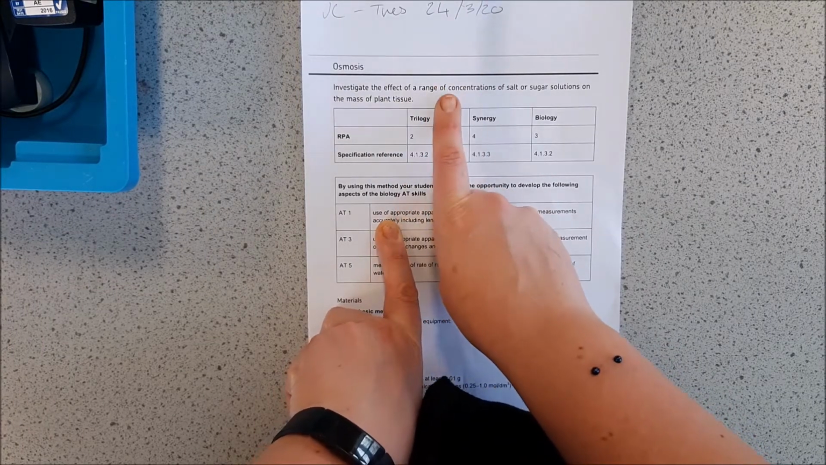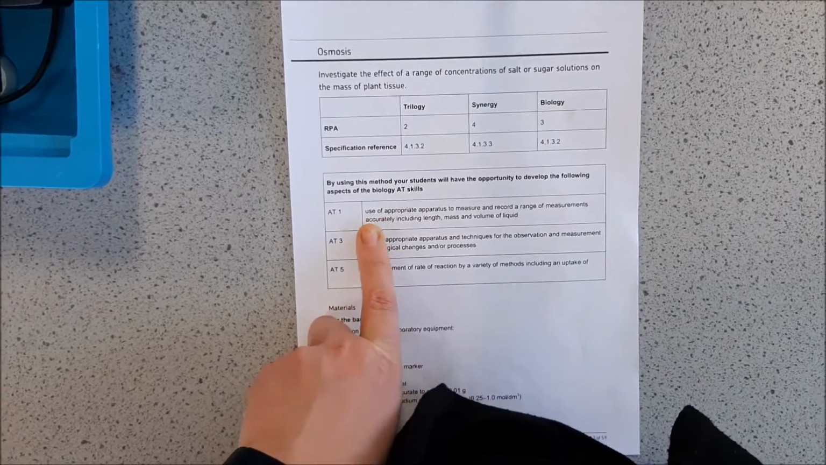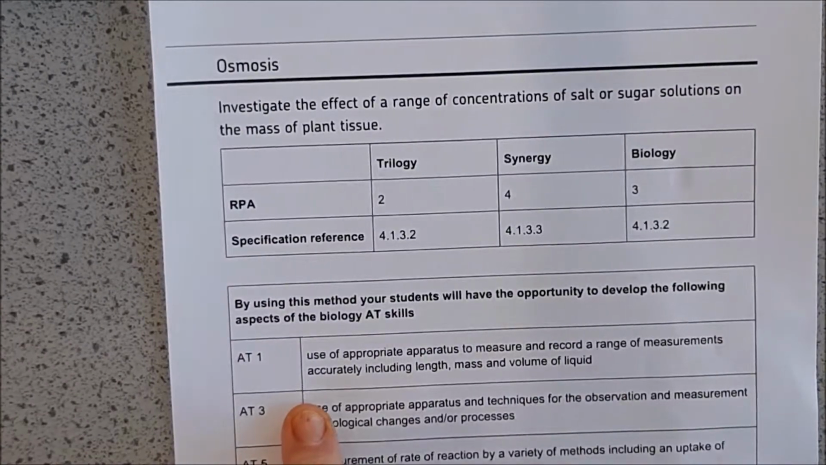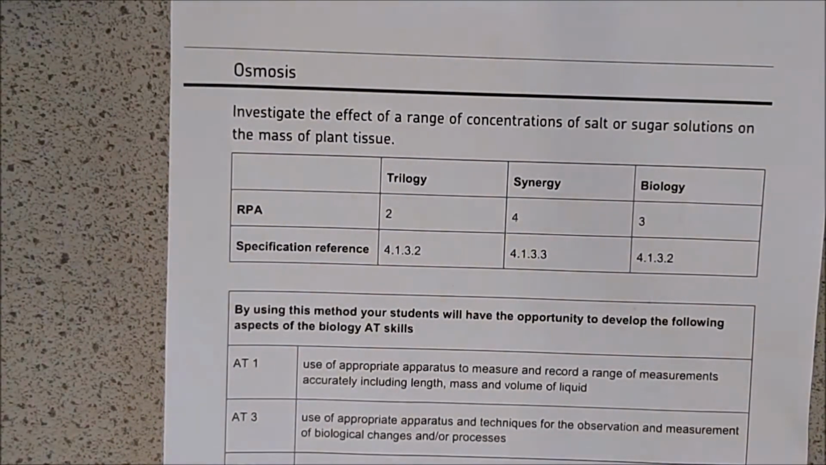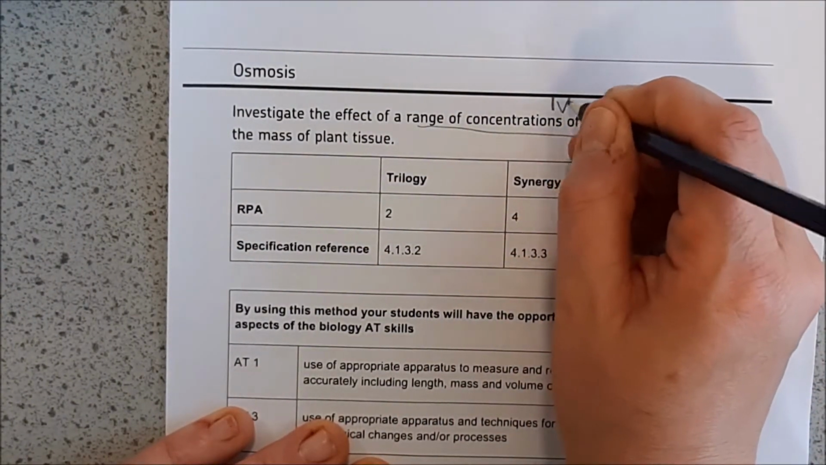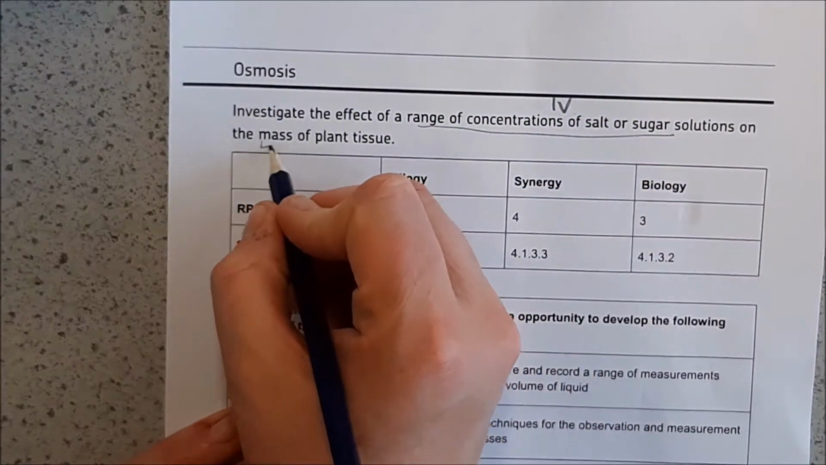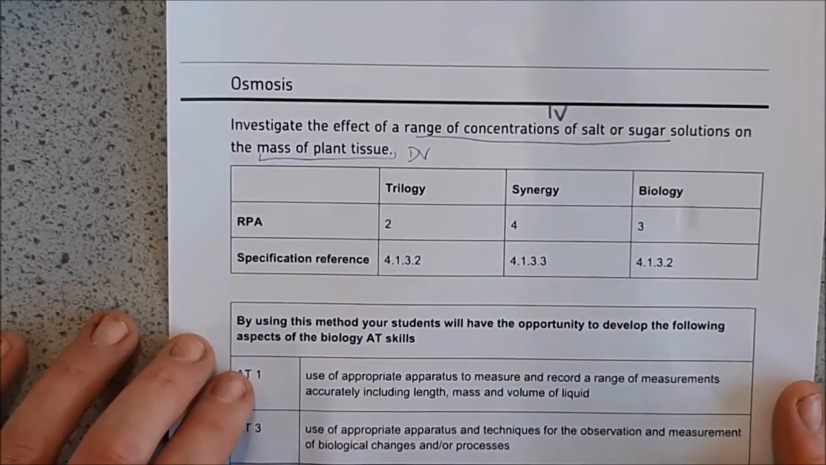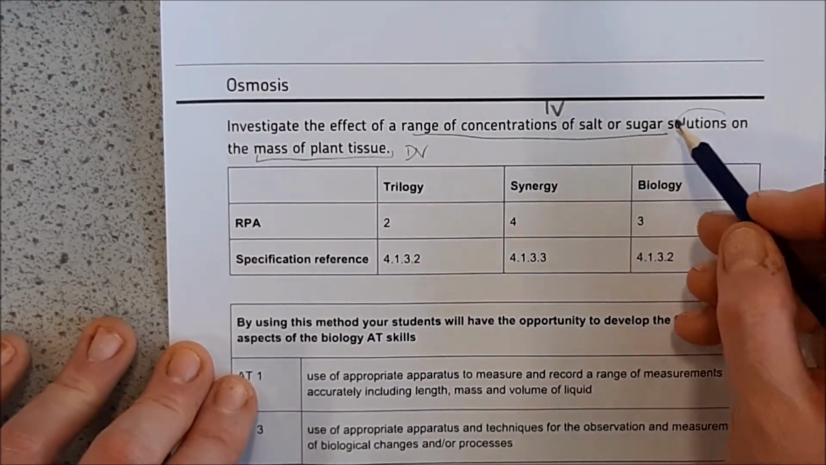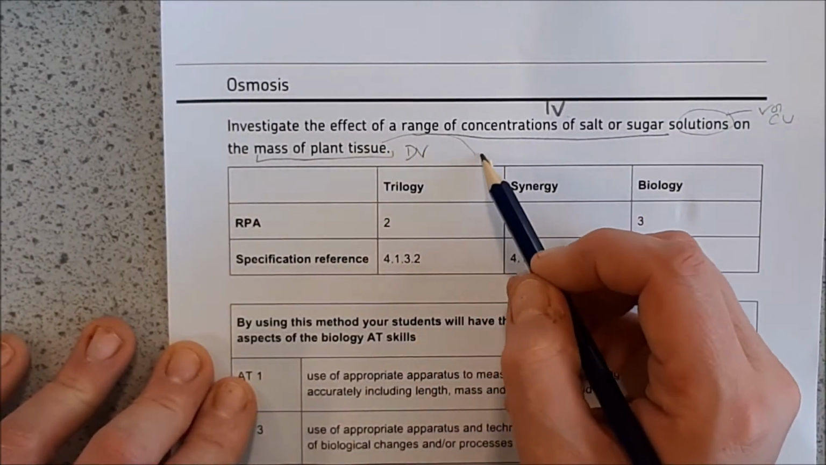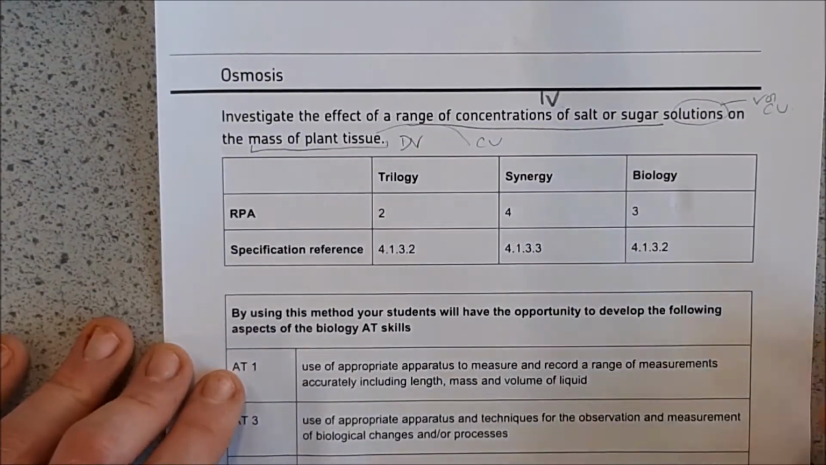Now, whenever I see any kind of investigation, I like to highlight what are my variables, because then it means I can talk about my variables afterwards. So here, investigate the effect of a range of concentrations. That's what I'm changing. That's my independent variable. On the mass of plant tissue. So the mass is my dependent variable. So I'm looking at concentrations of a solution. So the volume of this solution is going to be my control variable and the type of plant tissue is going to be my control variable.